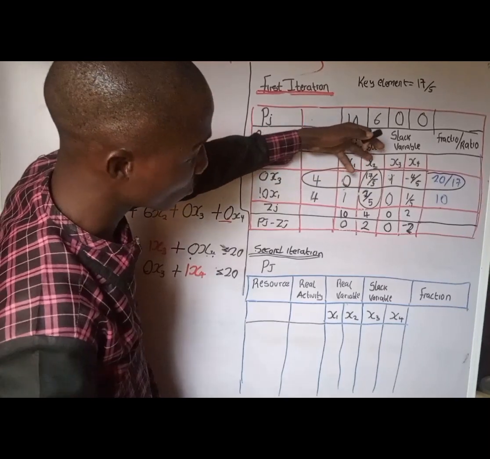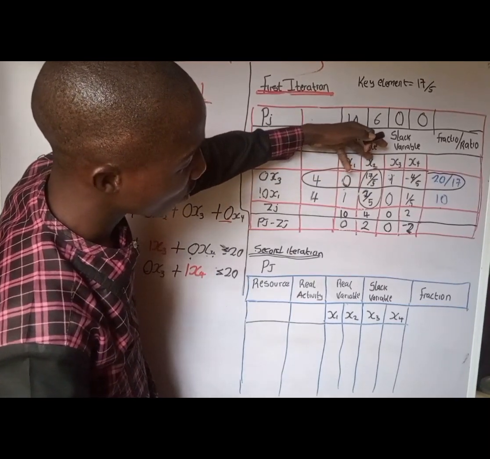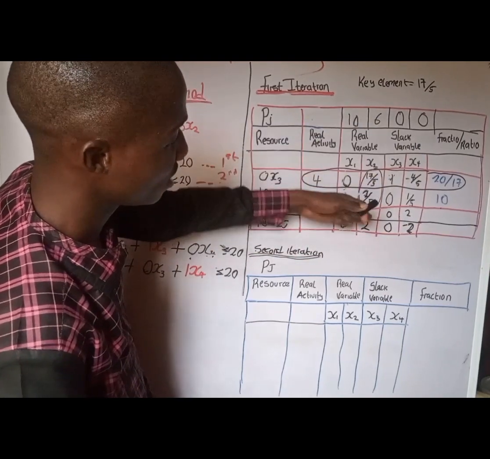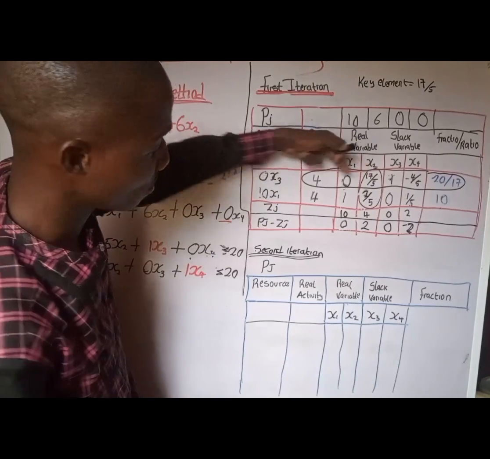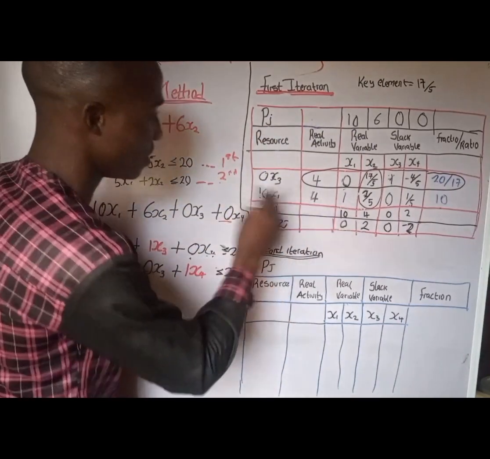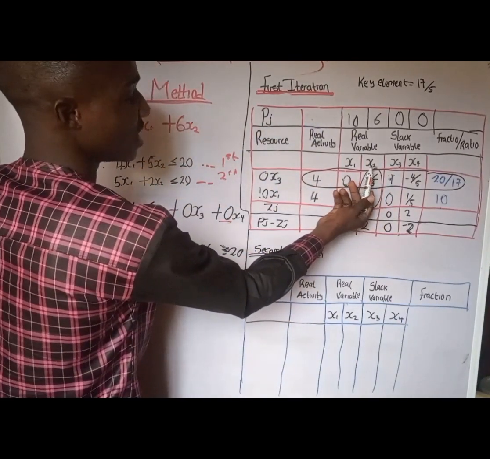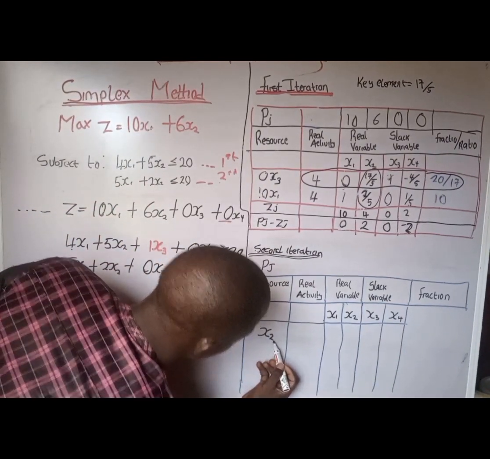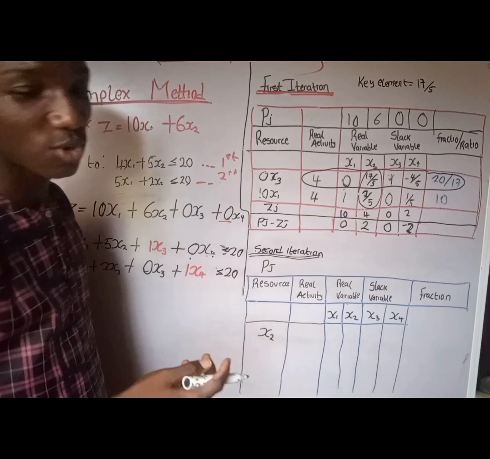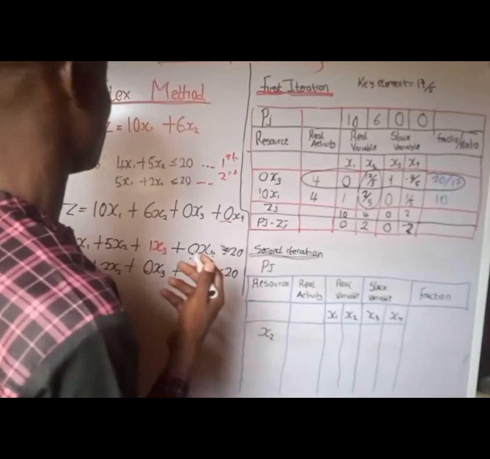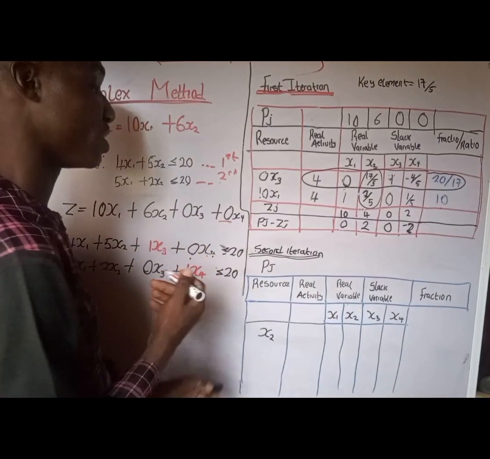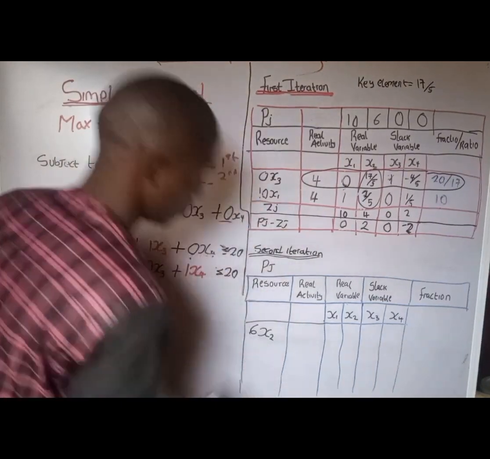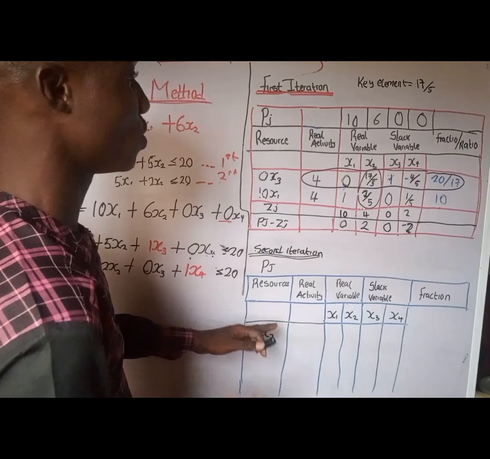So therefore the variable of the key column will be the value that will be entering. So 0x3 will be leaving. So I'm going to be having x2 here. And don't forget that in our objective function, the previous one that I showed you, the value of x2 in our standard objective function is 6. So therefore I'm going to be having 6x2.